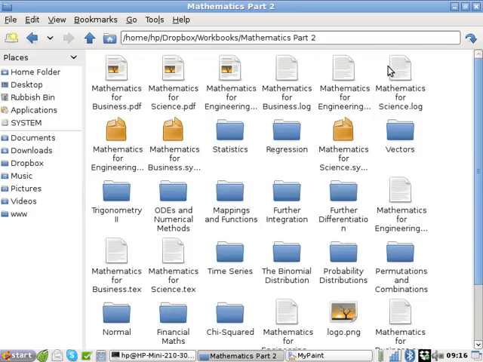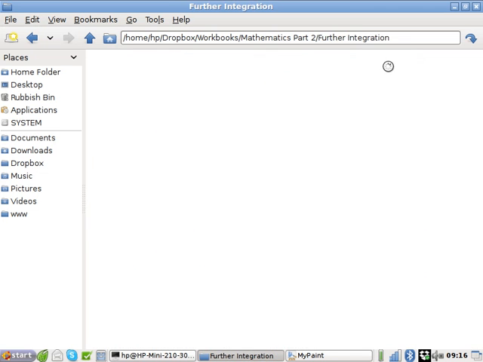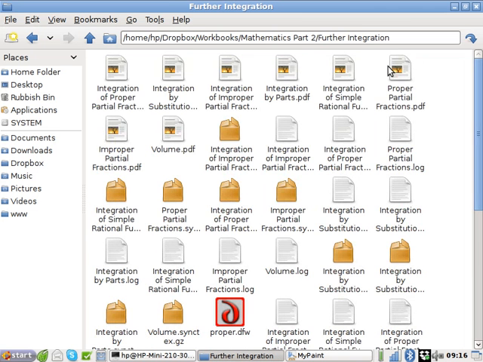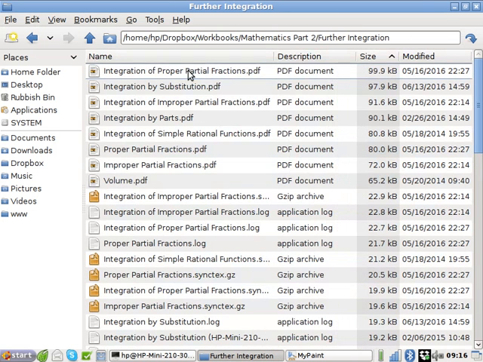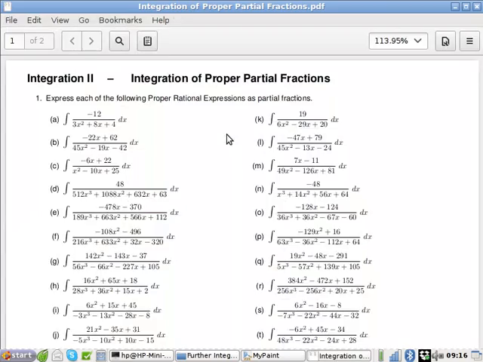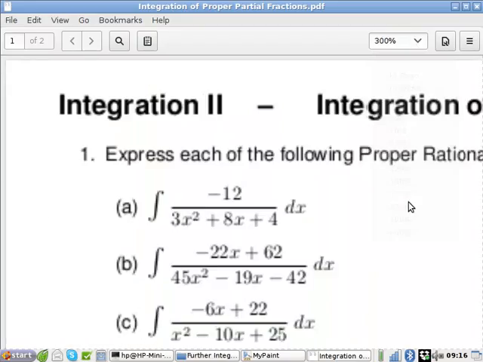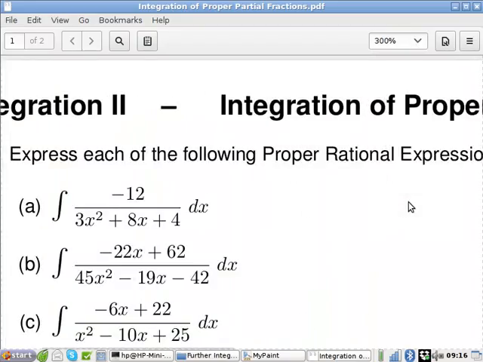Ready? Yeah. Okay. Integration of proper partial fractions. Let's do the first one. So, if you can write A down.